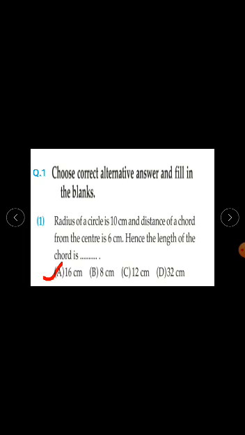So what is given? Radius of a circle is 10 centimeter and distance of a chord from the center is 6 centimeter. So 10 square is 100 and 6 square is 36. Use here Pythagoras theorem. So 100 minus 36 is 64. So square root of 64 is 8. So half of the chord is 8. So length of the chord is 16 centimeters because perpendicular drawn from center to the chord bisects the chord. So A option is correct, that is 16 centimeter.